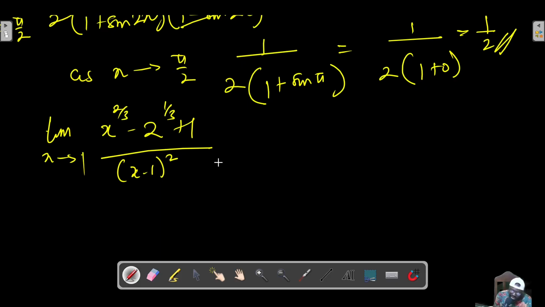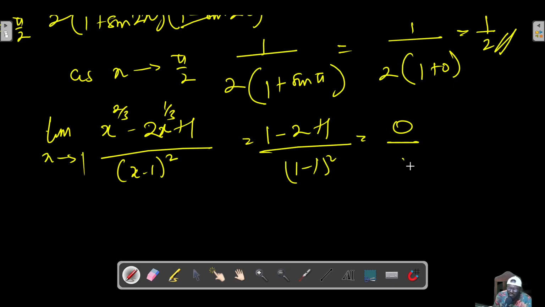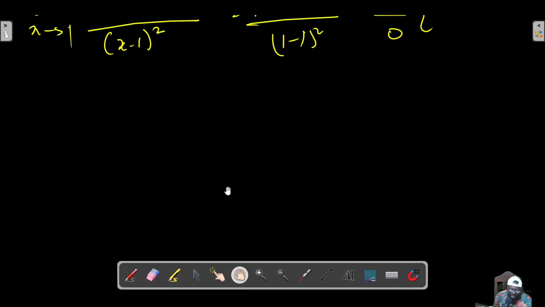So doing our direct substitution, we end up with 1 minus 2, because this is supposed to be 2x raised to the power 1 over 3. I think I didn't write it. Yeah, so 1 minus 2 plus 1, divided by 1 minus 1 all squared. So we end up getting 0 over 0, and this is clearly an indeterminate. So what do we do then?